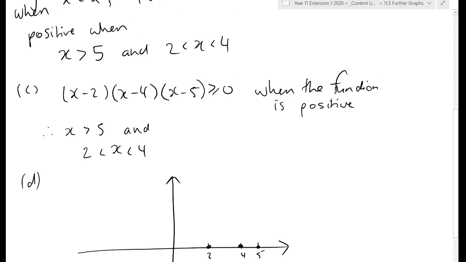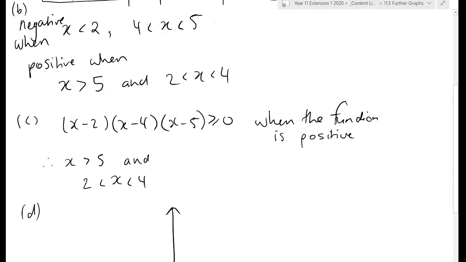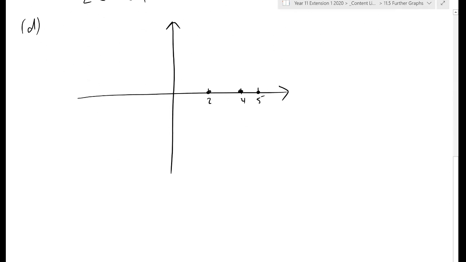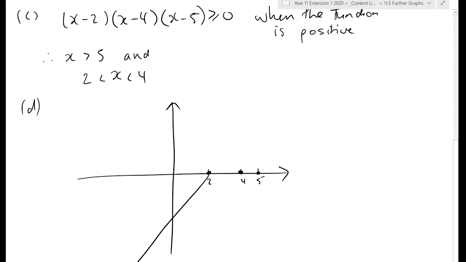Now, we know that it's negative below 2. So anything to the left of 2, my function is going to be negative. And I know that anything greater than 5, my function is going to be positive. Okay, so it's going up in that direction. Now, between 2 and 4, my function is positive. So what's going to happen is something like this. And between 4 and 5, my function is negative. So it's going to go something like this.